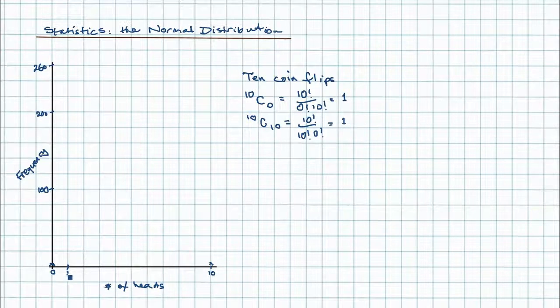Okay, let's think of then the chances of getting just one head. In fact, let's number this up straight away. Okay, so our central tendency is going to be around 5.